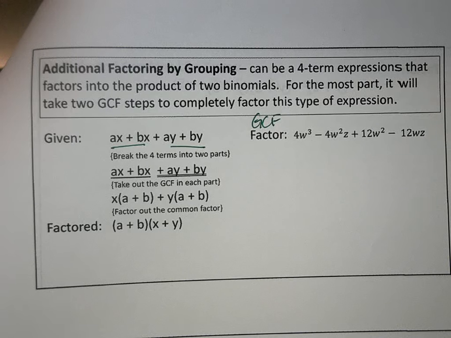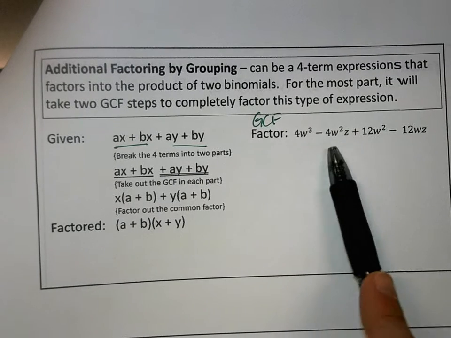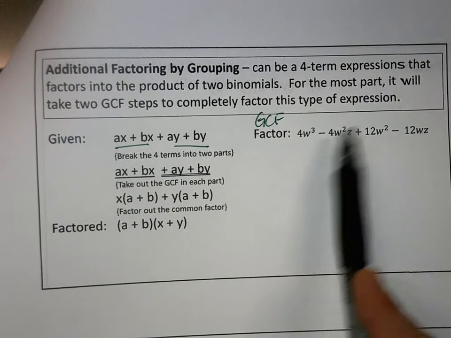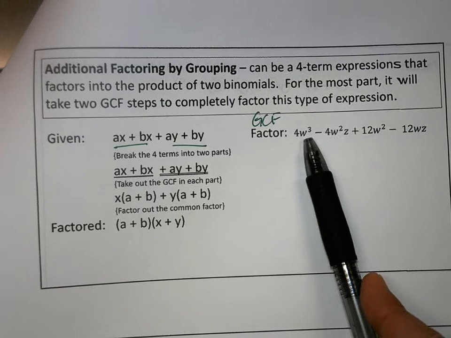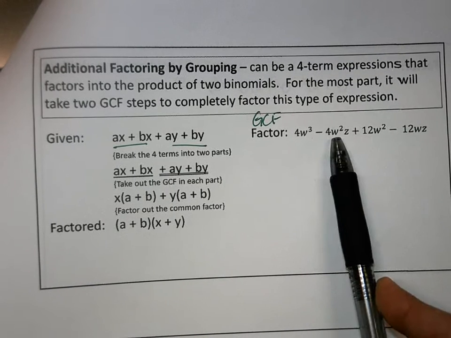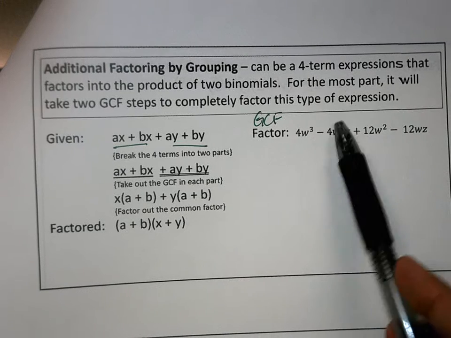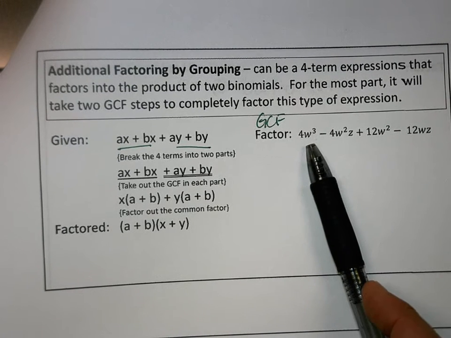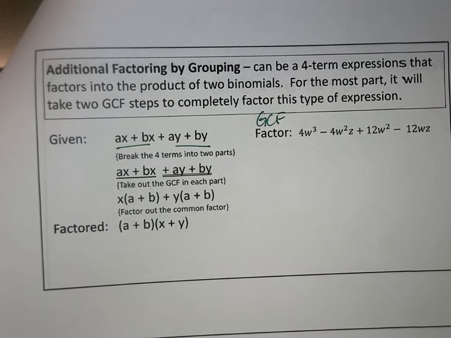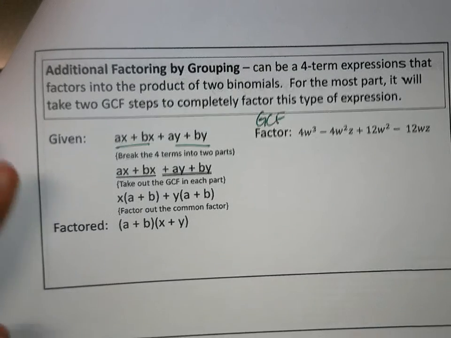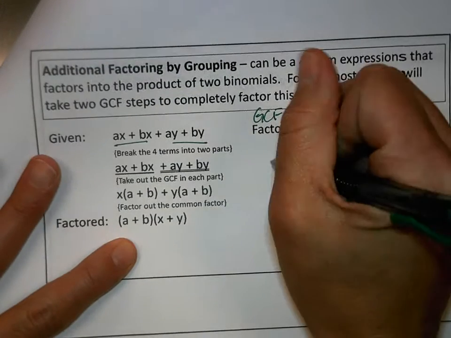What did you guys end up getting for your GCF? 4W. So I always look through at the numbers first, and 4 is divisible into each of the numbers. Then this has 3 W's, 2 W's, 2 W's, 1 W. So I know I can take out a W. I don't even need to look at the Z's because see how this one doesn't have a Z? I can't take out a Z. So I start by taking my GCF out, which is 4W.